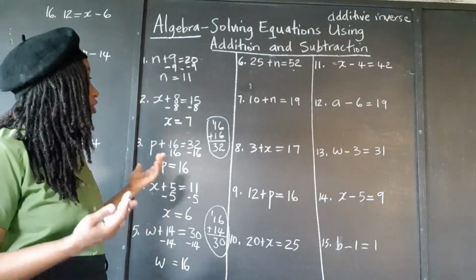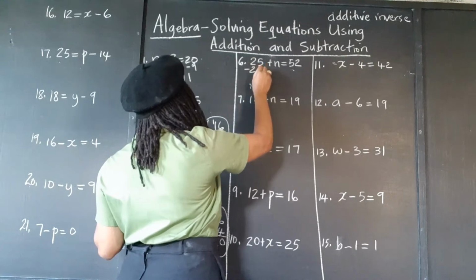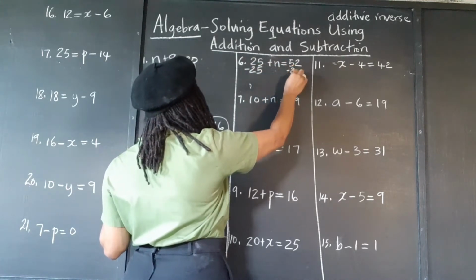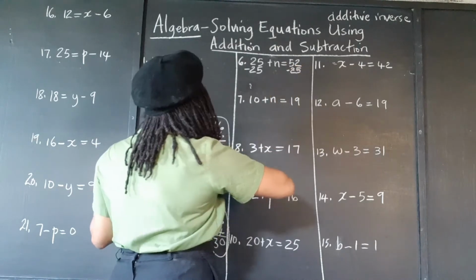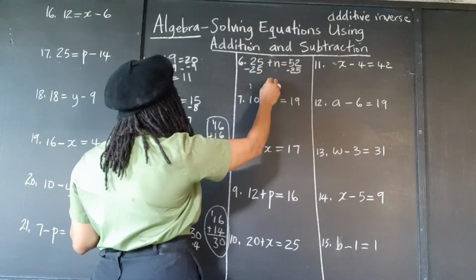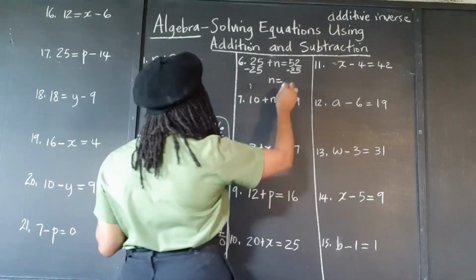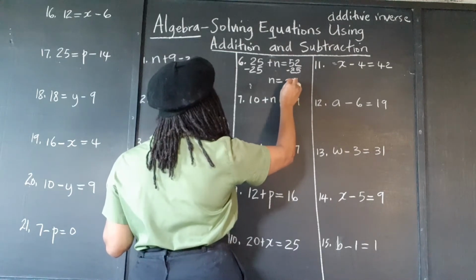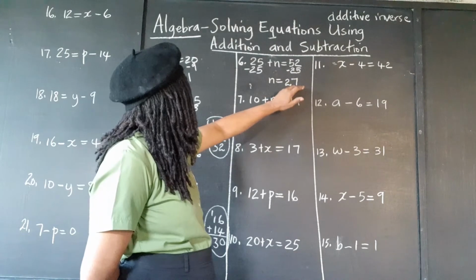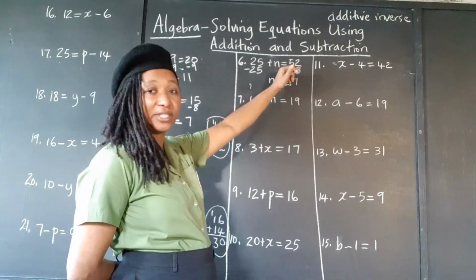So again, we're just going to do the additive inverse. We're going to take 25 from both sides because we want n alone on the left. Alright, so when we take 25 from 25, that's 0. So we're left with n. And 52 take away 25 would give 27. So n is 27, and we can always plug this back here. 25 plus 27 would give us 52.